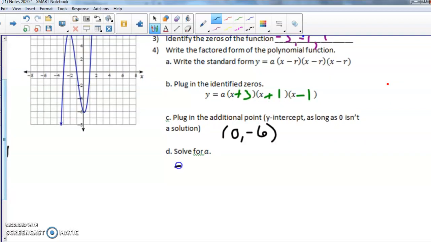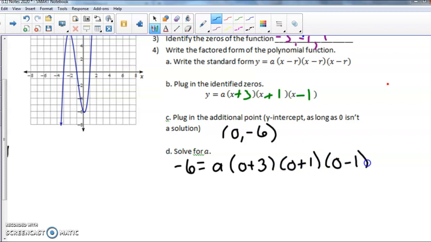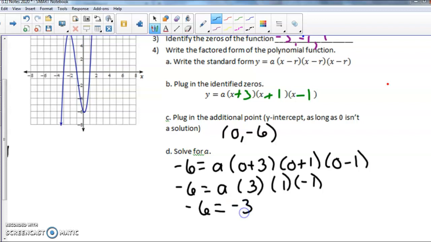So instead of y, I'm going to have -6 equals a. Instead of x's, I have a 0 plus 3, a 0 plus 1, and a 0 minus 1. I can simplify all those sets of parentheses on the right: 0 plus 3 giving me 3, 0 plus 1 giving me 1, and 0 minus 1 giving me -1. We should know that all those parentheses on the right mean to multiply. If I multiply all those numbers together, I get -3, so I'm going to call that -3a.